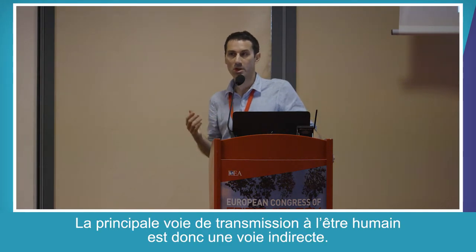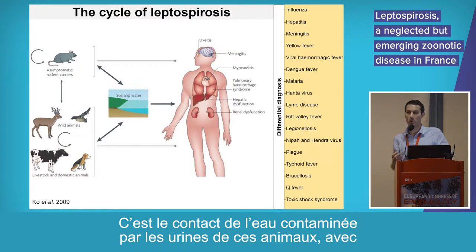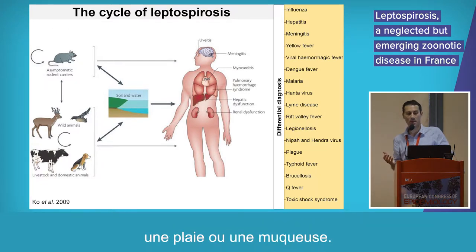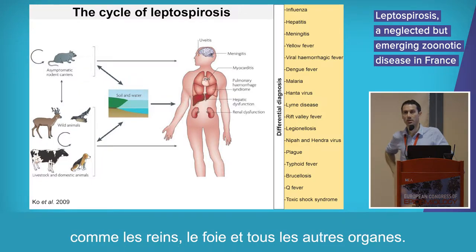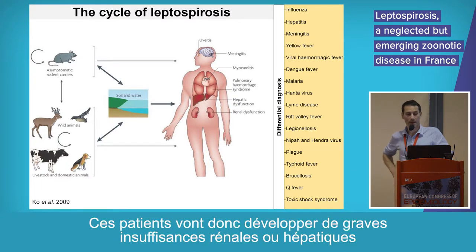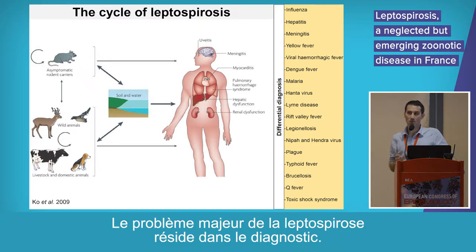The main route of transmission to humans is an indirect route: it's the contact of water contaminated by the urine of these animals with abraded skin or mucous membranes. Then you have dissemination of the bacteria in the bloodstream, and the bacteria are going to rapidly reach target organs such as the kidney, the liver and other organs. A subset of patients is going to develop severe disease with hepatic and renal dysfunctions that can lead to death. So the main problem for leptospirosis is the diagnostic.